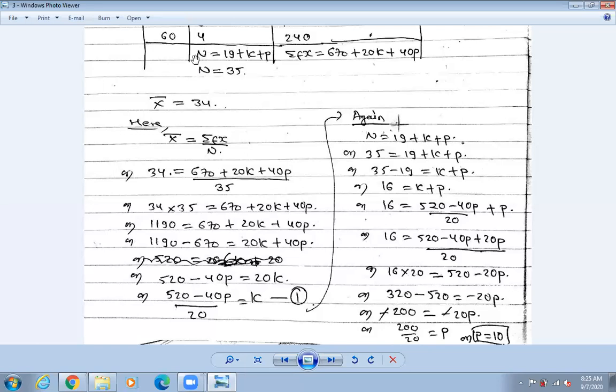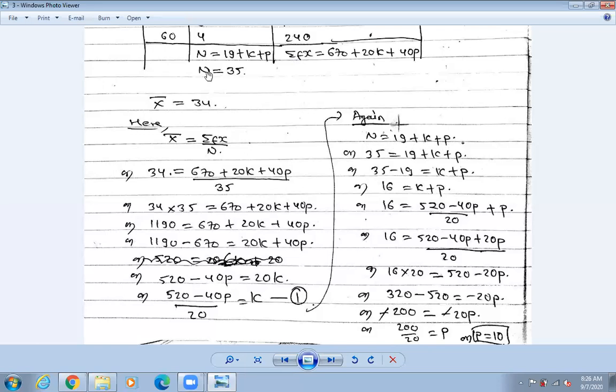Okay, कुनै चीजको दुईटा भ्यालु छ नि हो त्यसलाई चलाउने. So यसमा दुईटा भ्यालु छ नि यो चलाउने हो. Okay, so where there are two values, use that number. n has two values, so let us use this number. So n equals to 19 plus k plus p.